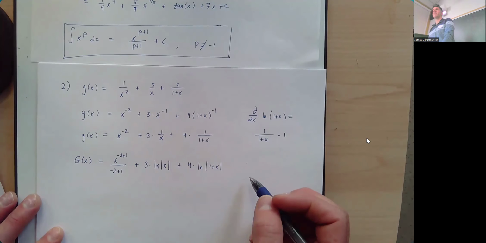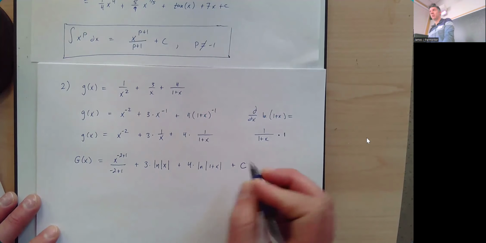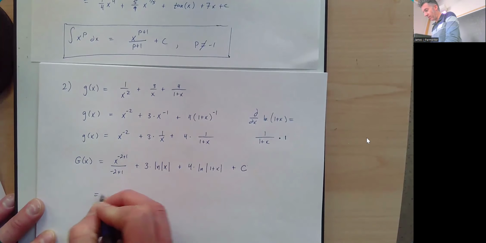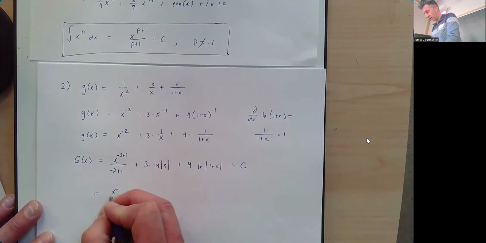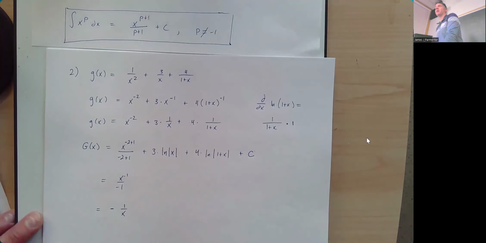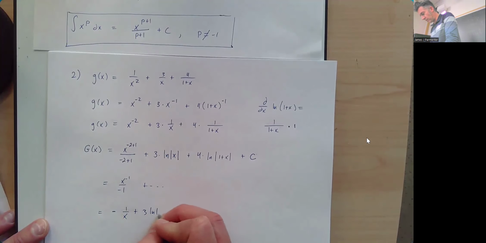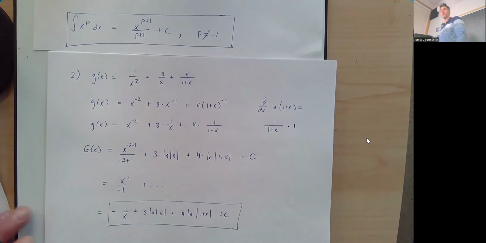Oh, and then what did I forget? Plus C. Gotta have the plus C. And then we should simplify this a tiny bit. Actually, I really wouldn't write it as x to the negative 1 over negative 1. I would write it as negative 1 over x, because that's how I prefer to write it. Plus 3 natural log of the absolute value of x, plus 4 natural log of the absolute value of 1 plus x, plus C. There's your antiderivative of that original function.